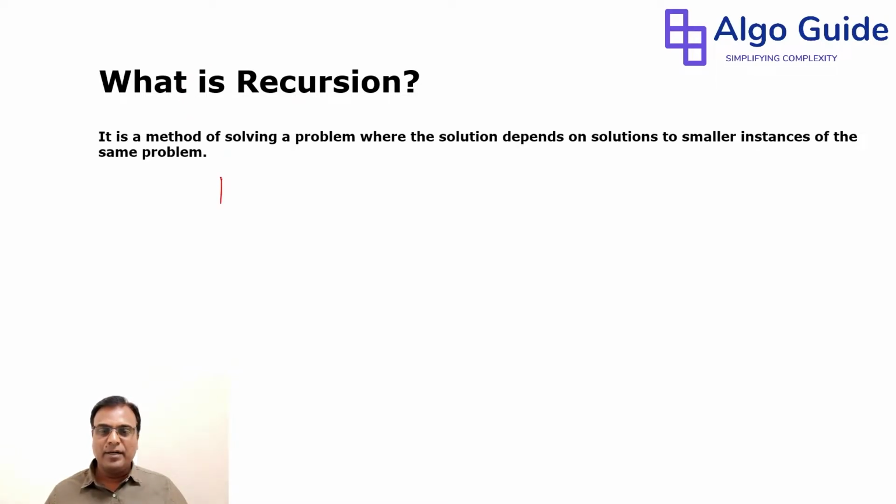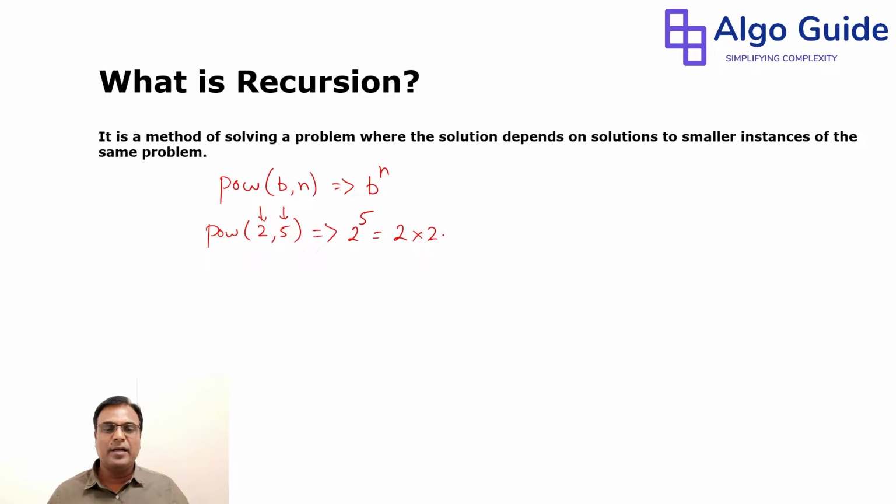If I were to implement a method called power, which takes two parameters. The first one is the base and the second one is the number n to which the base has to be raised. This can be represented as b raised to the power n. Now if I call this method power with a value 2, 5, the value of base is 2 and the value of n is 5. This can be represented as 2 raised to power 5. So this is nothing but 2 multiplied with itself 5 times and we get the value 32.